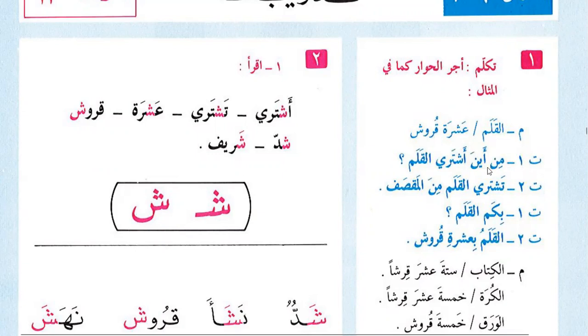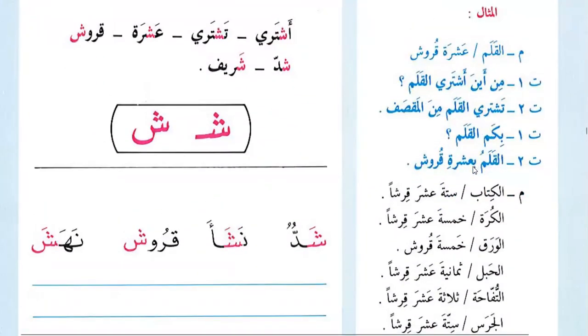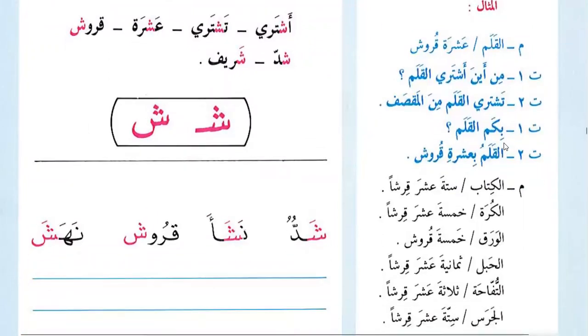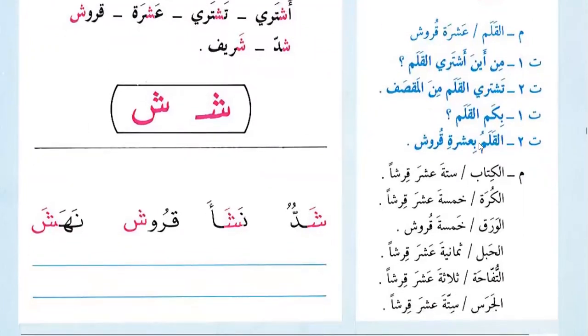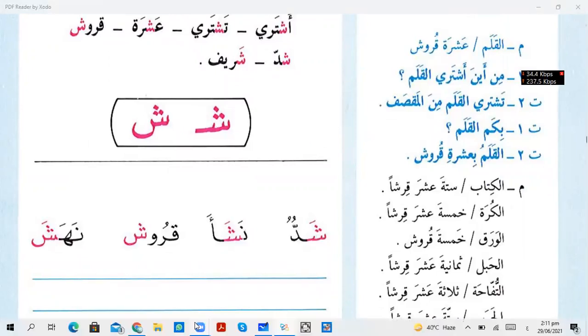So the first student will say, Min aina ashtari al-qalam? From where can I buy the pen? The second student: Tashtari al-qalam min al-maqsaf, you can buy the pen from the canteen. First student: Bikam al-qalam? How much is the pen? Second student: Al-qalamu bi ashrati kurushin, the pen is for 10 kurush. Any question, anybody?